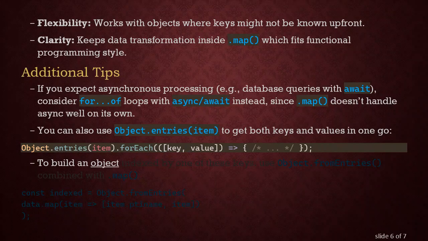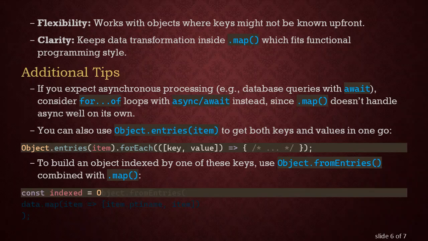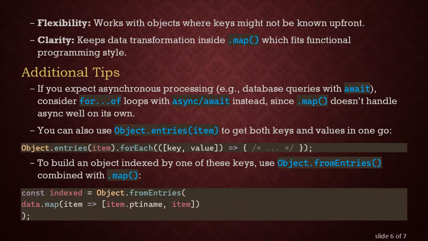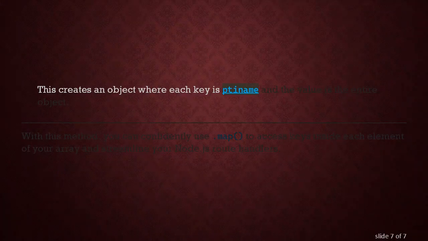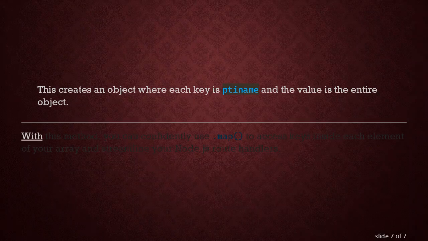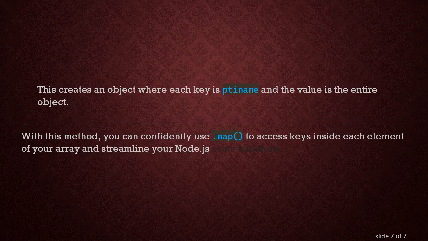To build an object indexed by one of these keys, use Object.fromEntries combined with .map. This creates an object where each key is dynamically set and the value is the entire object. With this method, you can confidently use .map to access keys inside each element of your array and streamline your Node.js route handlers.